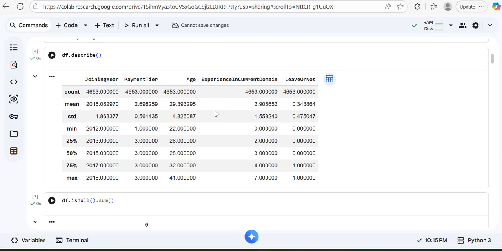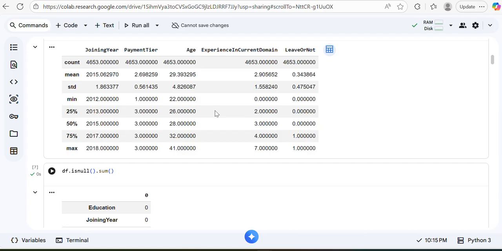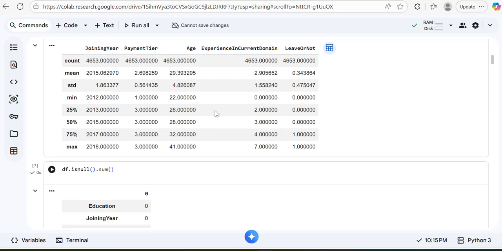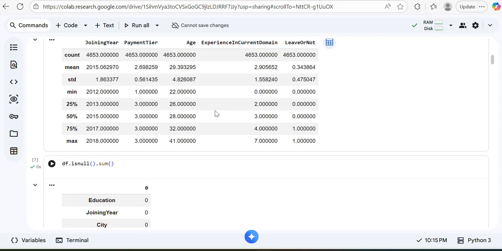To improve the readability, I used the map function to convert the LeaveOrNot variable from numeric values into a descriptive category called stated left. I also used a function to create a new variable called age group, which groups employees into young, mid-career, and senior categories. This step ensured the data was clean and ready for analysis.